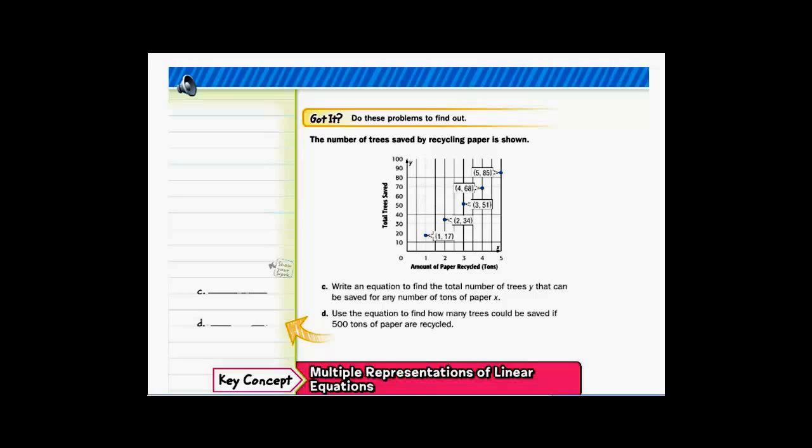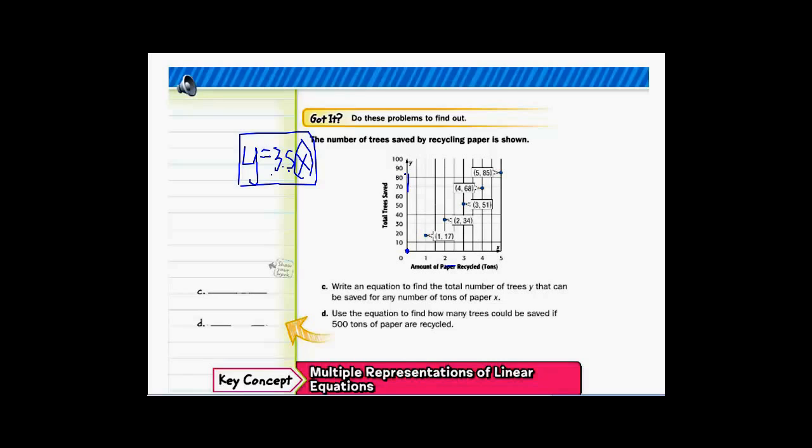All right, let's talk about this. The number of trees saved by recycling paper is shown. So a little bit of common sense on this too. These are direct variation equations because they are going through the origin. Think about this for a minute. The amount of paper recycled in tons equals the amount of trees saved. So what if you recycled 0 tons of paper? Well, you're not saving any trees. So that is a point right there.